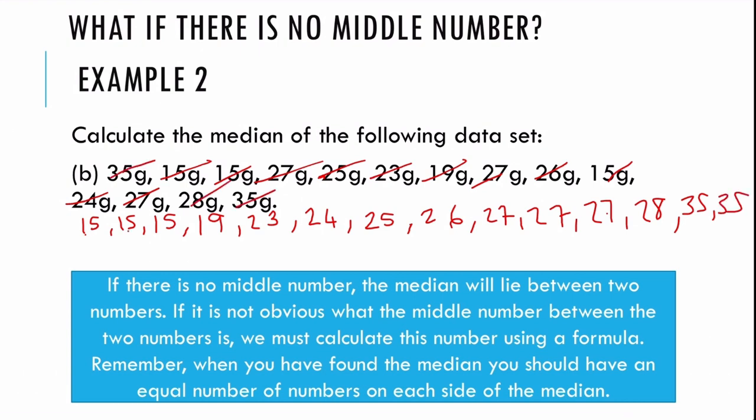So we have 1, 2, 3, 4, 5, 6, 7, 8, 9, 10, 11, 12, 13, 14 numbers. The fact we have an even number of numbers here means there is no middle number, so we just halve the 14 to tell us that there must be 7 numbers on either side. If I count in 1, 2, 3, 4, 5, 6, 7, the median lies directly between 25 and 26. So in order to find our median, I have to add 25 to 26 and divide my answer by 2, which gives me 25.5 grams as my median.